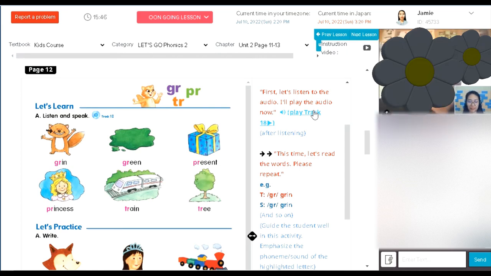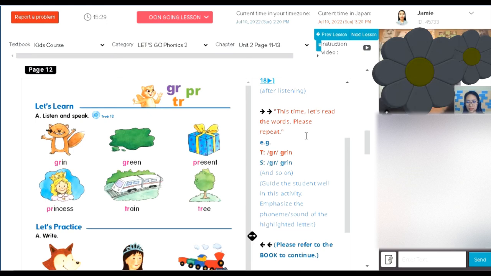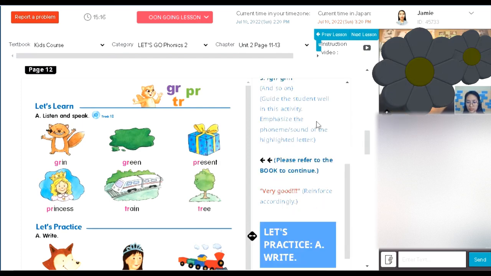Track 18, Unit 2, Blends with R. Let's learn. A. Listen and speak. Grin. Green. Present. Princess. Train. Tree.